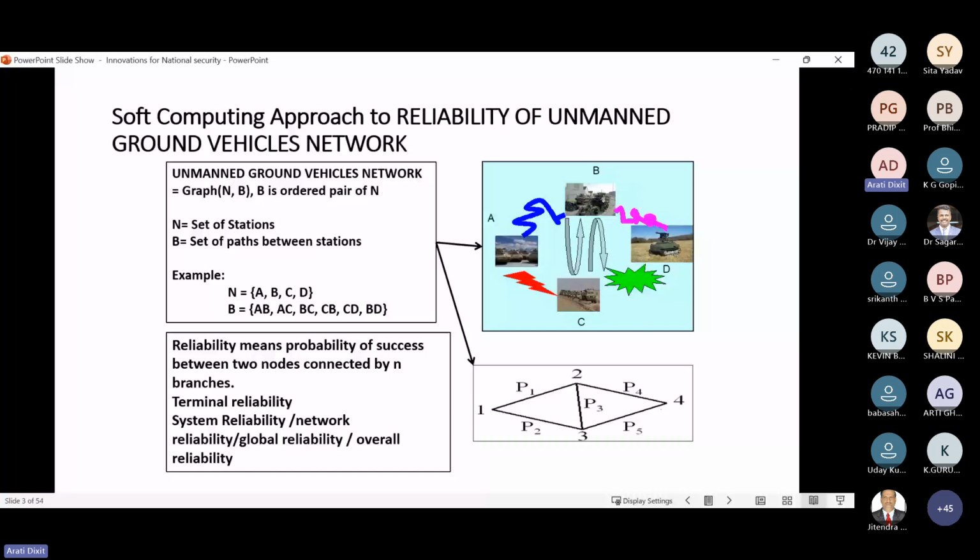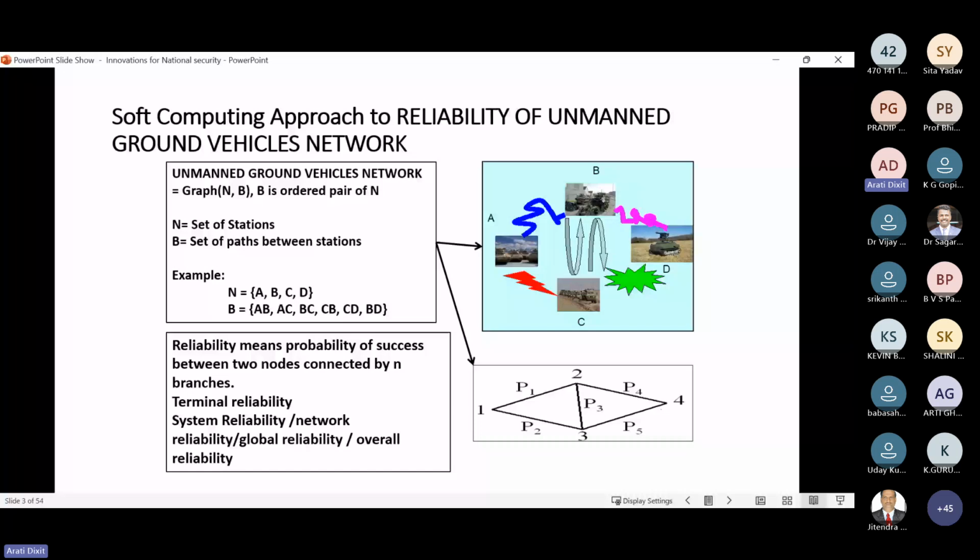Or we have a dynamic network and we want to find out the probability of success of, say, something moving from 1 to 4, something from 2 to 3, something from 3 to 4, 3 to 1, or something like that. So if we have a dynamic network of this kind, what is the probability of success to achieve this kind of strategy is what we are really interested in figuring out.